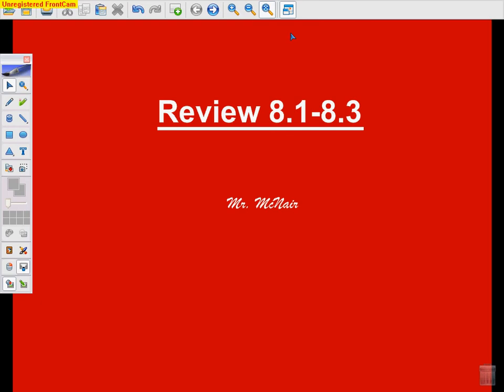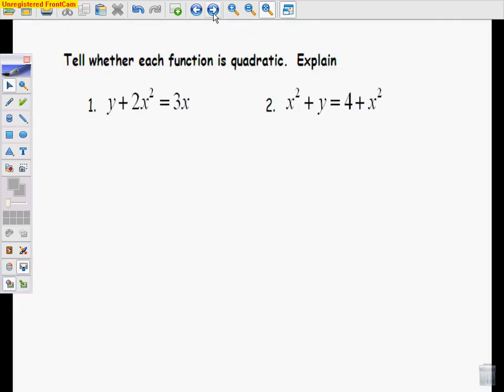So let's go ahead and get into this review. I picked a couple of problems that I think would be significant in sections 8.1 through 8.3, especially when it comes to reviewing for your quiz. So this problem says, tell whether each function is quadratic. Explain. Now, here, since they're giving you equations or functions, you want to look at their highest exponent.